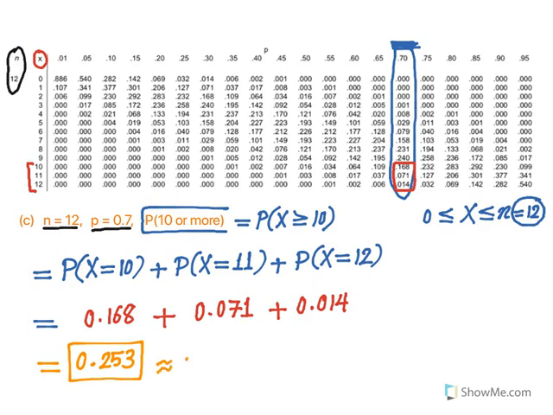Remember, this means about 25.3% chance that you have 10 or more successes out of the 12 trials, like 10 or 11 or 12. That's why we add the probabilities, because we're saying or. We want 10 or 11 or 12. And this should make you more comfortable using the table, hopefully. And I will end the question here.